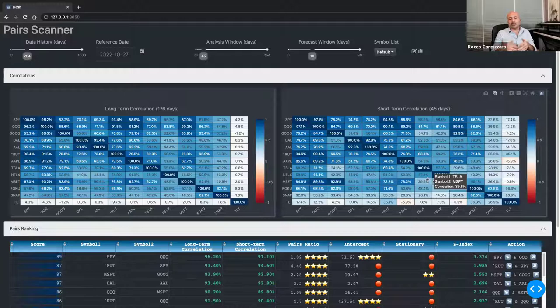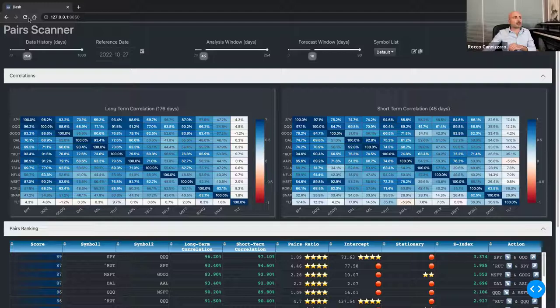If we find that two assets are highly correlated in a short time frame, let's say 30 days, but not highly correlated in the long term, chances are that I just found a spurious correlation and I should be careful before deciding to trade it. I may have found something, but it's not necessarily the case that the relationship is true. So this is the first way to look at these values. The second step is, actually, let me just reset back to the original values, and pull down here.